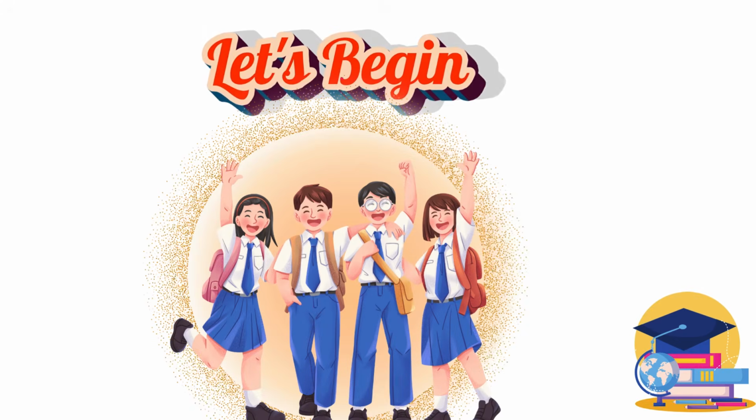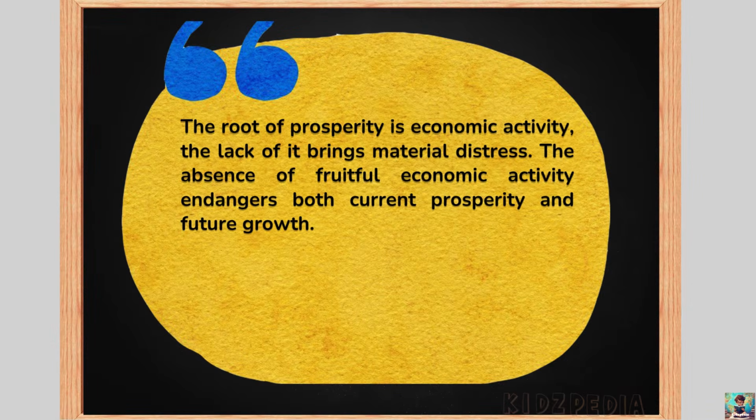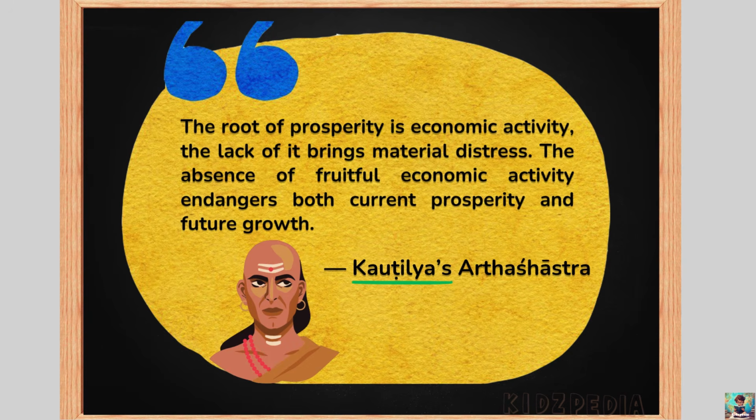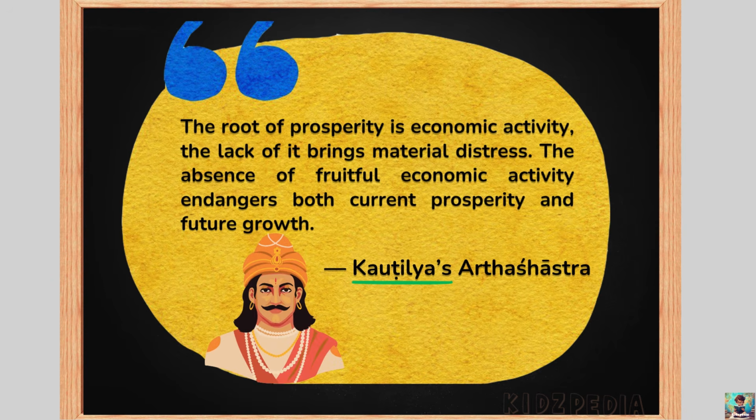So, let's begin. First, we have a quote from Kautilya's Arthashastra. Kautilya, also known as Chanakya, was a very wise teacher and advisor who lived over 2000 years ago during the time of the Maurya Empire. He helped Chandragupta Maurya become the first emperor of the Mauryan dynasty.